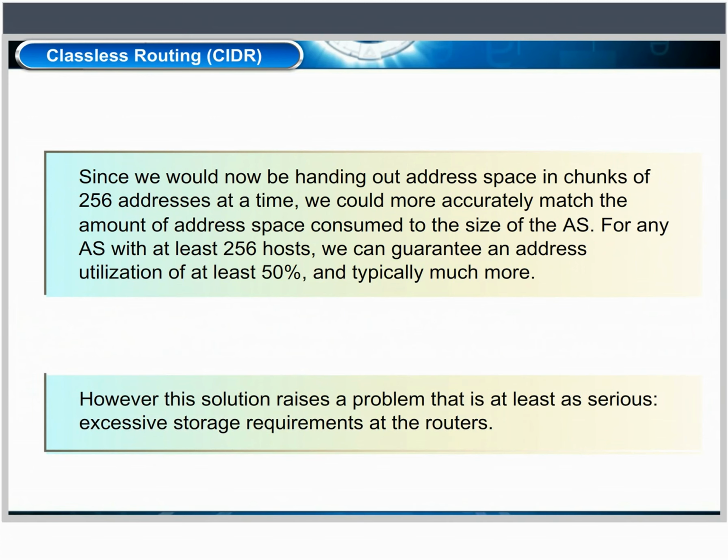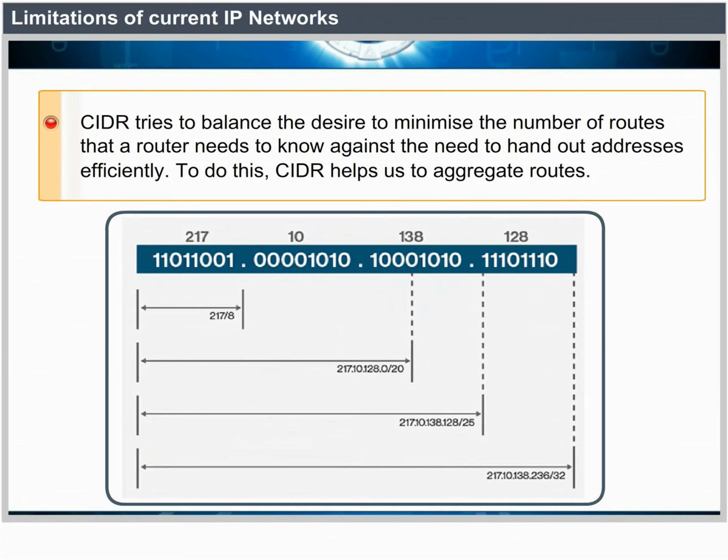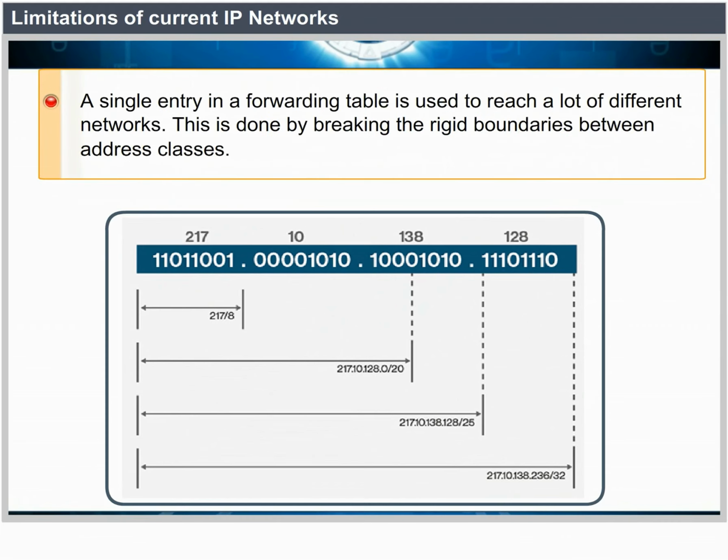CIDR tries to balance the desire to minimize the number of routes that a router needs to know against the need to hand out addresses efficiently. To do this, CIDR helps us to aggregate routes. A single entry in a forwarding table is used to reach a lot of different networks. This is done by breaking the rigid boundaries between address classes.